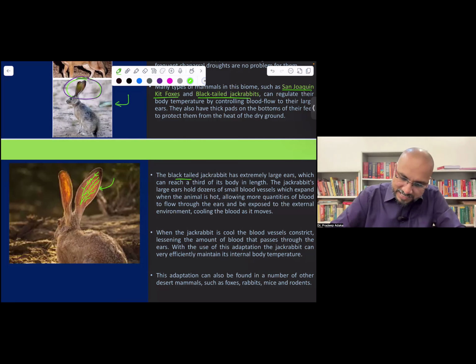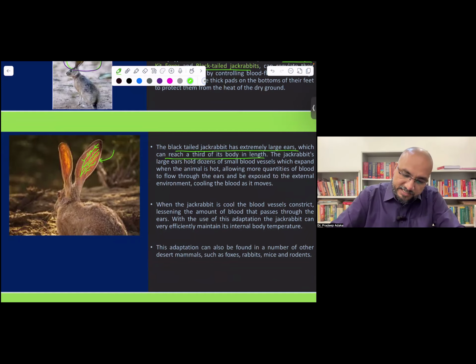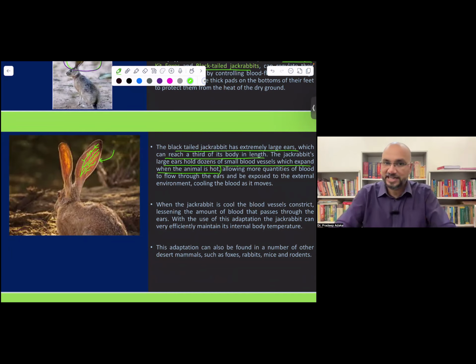So the black-tailed jackrabbit has extremely large ears which can reach a third of its body length, almost one third of its body length. The jackrabbit's large ears hold dozens of small blood vessels which expand when the animal is hot. More blood will flow through these vessels, allowing larger quantities of blood to be exposed to the external environment through the ear, cooling the blood as it moves. The wind will come in contact with the ear and it will reduce its body temperature.